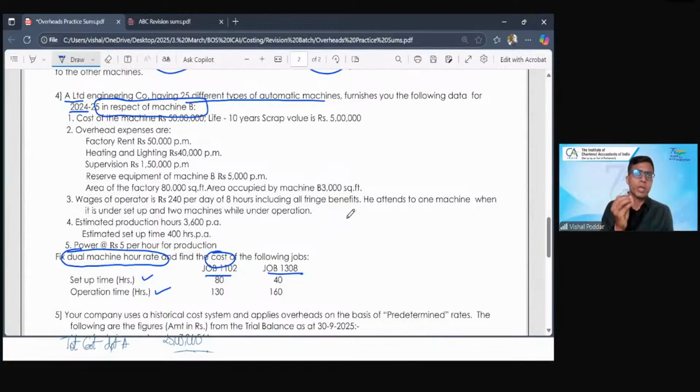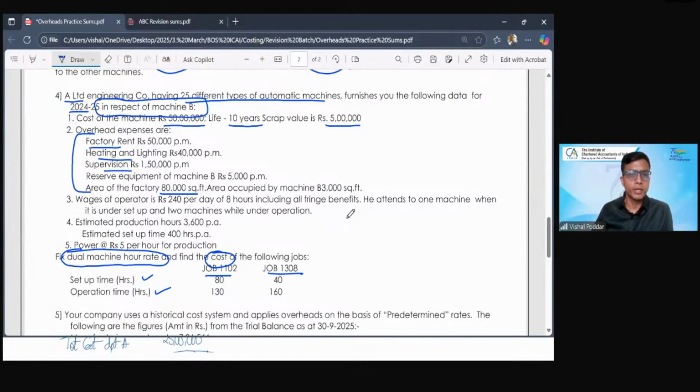So here I need to first find out whether all expenses are at the same level, whether all are at par. Here they say that this is in respect of machine B. What are the details given? The cost of the machine is 50 lakhs, life is 10 years, scrap value is 5 lakhs. Other expenses are factory rent. Now here the point changes. When they say factory rent, it means it is of the entire factory, right? This is what we have to now interpret.